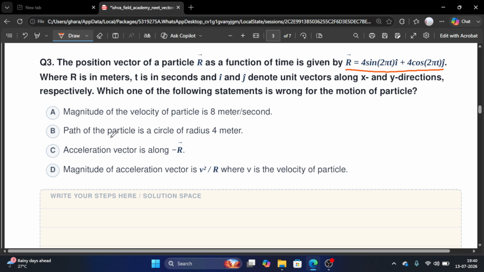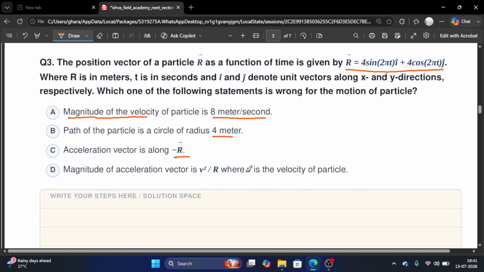In the first option, the magnitude of the velocity of the particle is 8 pi meter per second. You calculate the magnitude of the velocity. This is the position vector, right? So you calculate the velocity. The path of the particle is a circle of radius 4 meter. And the acceleration vector is along minus r, and the magnitude of the acceleration vector is v square by r, where v is the velocity of the particle.